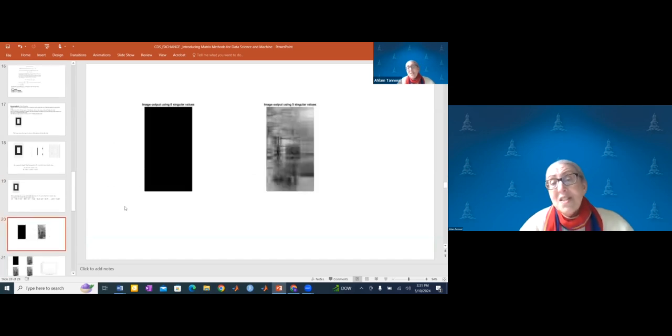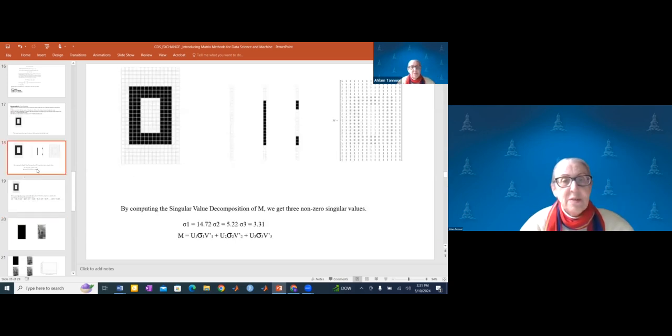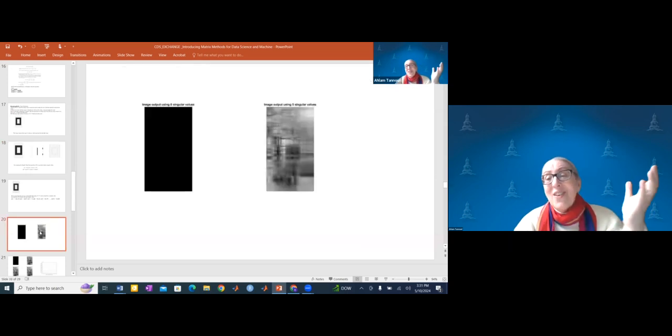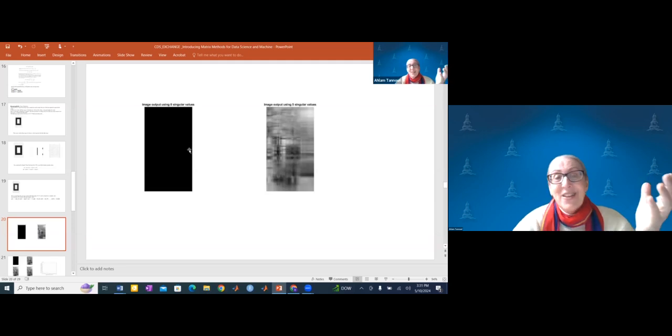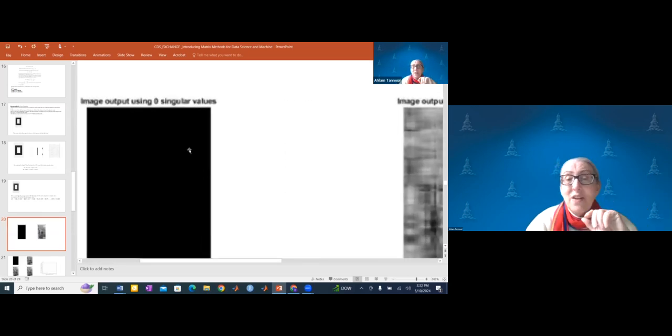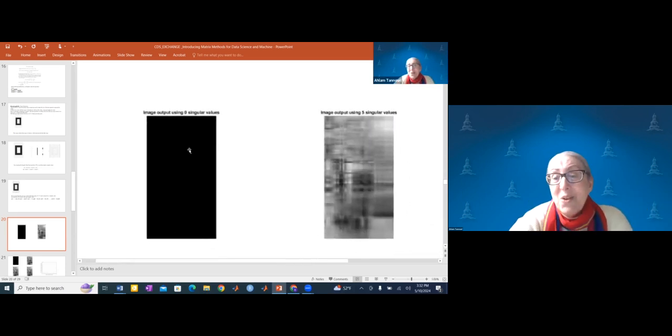This is some work done by one of the students. Most probably you are not going to see anything, because of what happens when we do the decomposition here. We can use 15 singular values, we can use 3, we can use 4, or we can use 0. If we use 0 singular values, we get nothing. When I simplified, it went to dark.